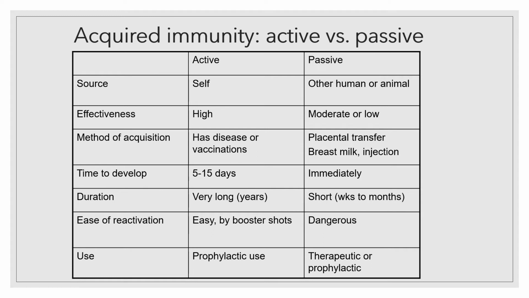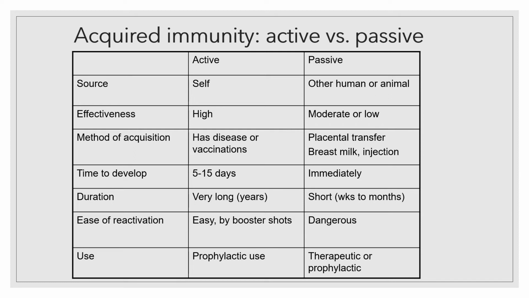The effectiveness of active acquired immunity is high, while the effectiveness of passive acquired immunity is moderate to low. The mode of acquisition for active acquired immunity is that you've had the disease or a vaccination. The method of acquisition for passive acquired immunity is placental transfer, breast milk, or an injection of gamma globulin. Active immunity takes about 15 days to develop, whereas with passive immunity, you develop immunity immediately. When you have active acquired immunity, the duration of that immunity lasts a long time, while in a passive acquired immunity situation, the duration is much shorter, weeks to months.